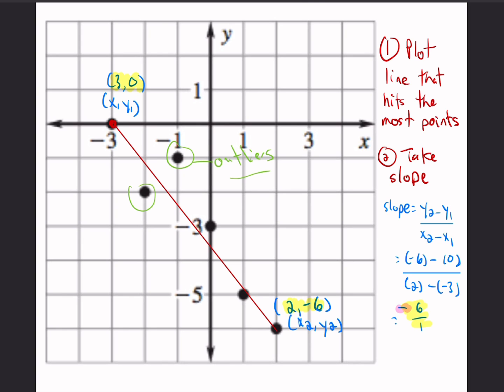So again, to recap, from the first point, we drew a line with a ruler that hit the most points out of the whole data set, and anything else that was missing was just an outlier. So this, and this. And then once we did that, we took the slope of the 2 points of that line using the slope formula, and we got a slope that matched the trend of the graph.